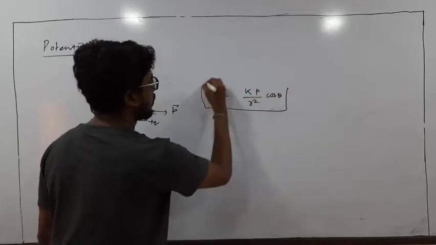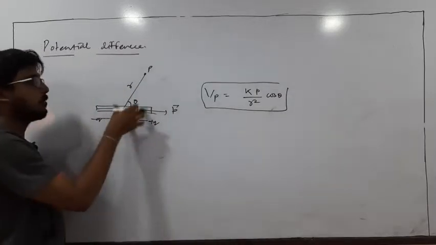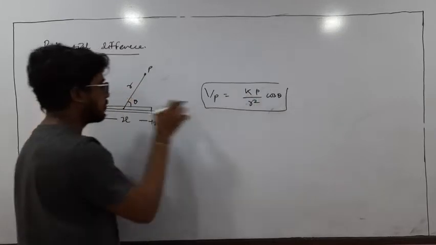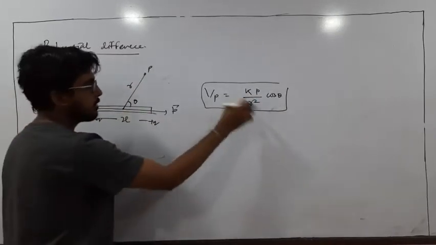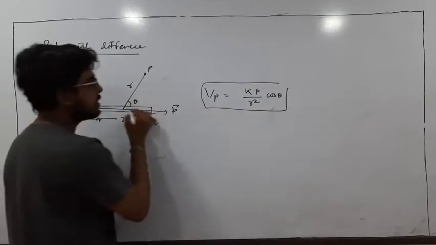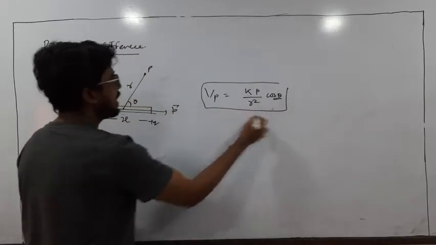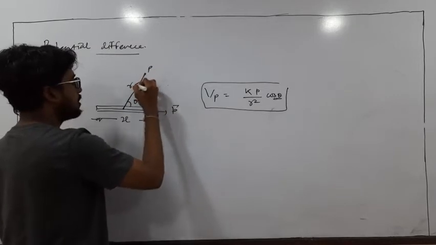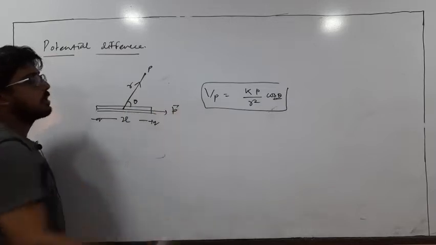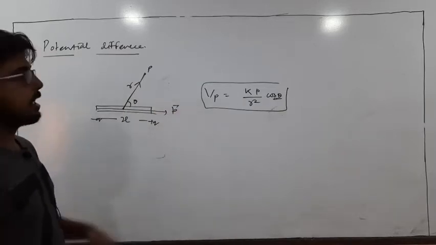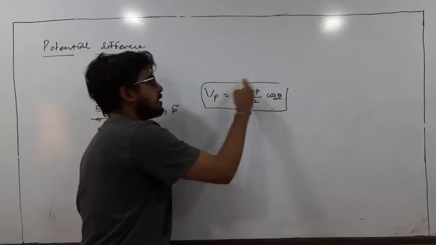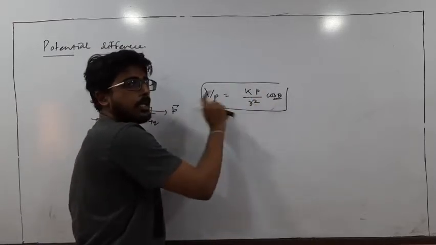This is the expression for potential due to a dipole at any arbitrary point, where p is the dipole moment of the dipole, r is the distance of the point of observation from the center of the dipole, and theta is the angle between the position vector of the observation point with respect to the center of the dipole and the direction of the dipole moment. So this is the expression for electric potential due to a dipole at any arbitrary position.